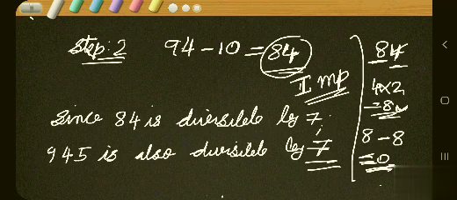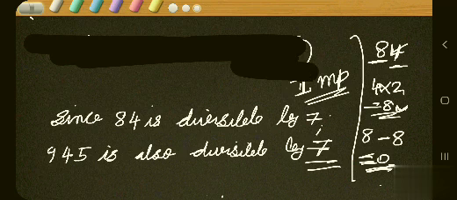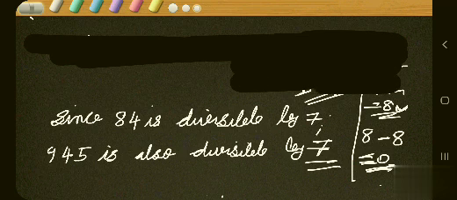The given number is 273. Write down 273. I think the steps are now thorough, isn't it? The question is 273. We have to check whether it is divisible by 7 or not.